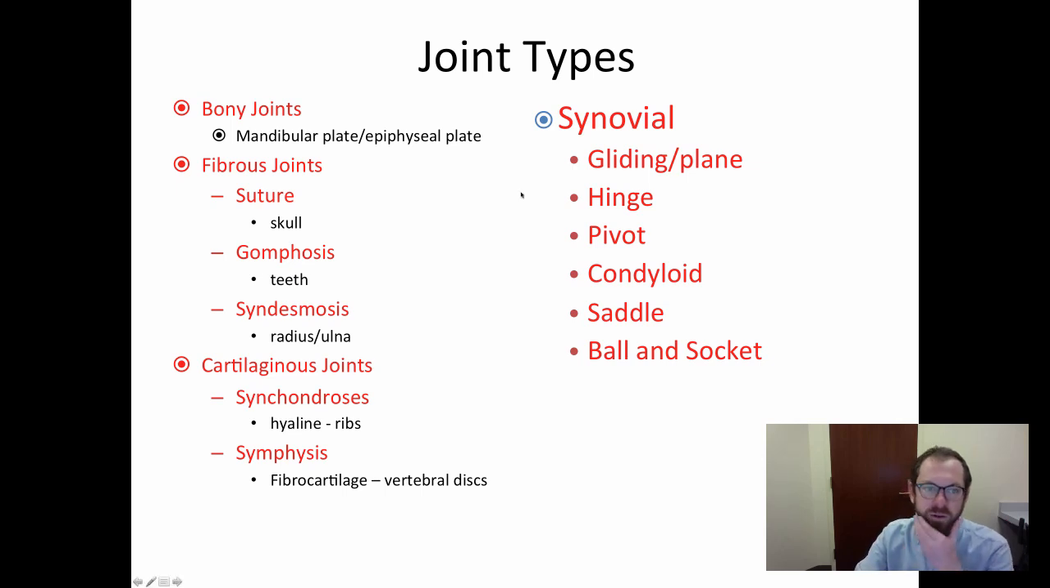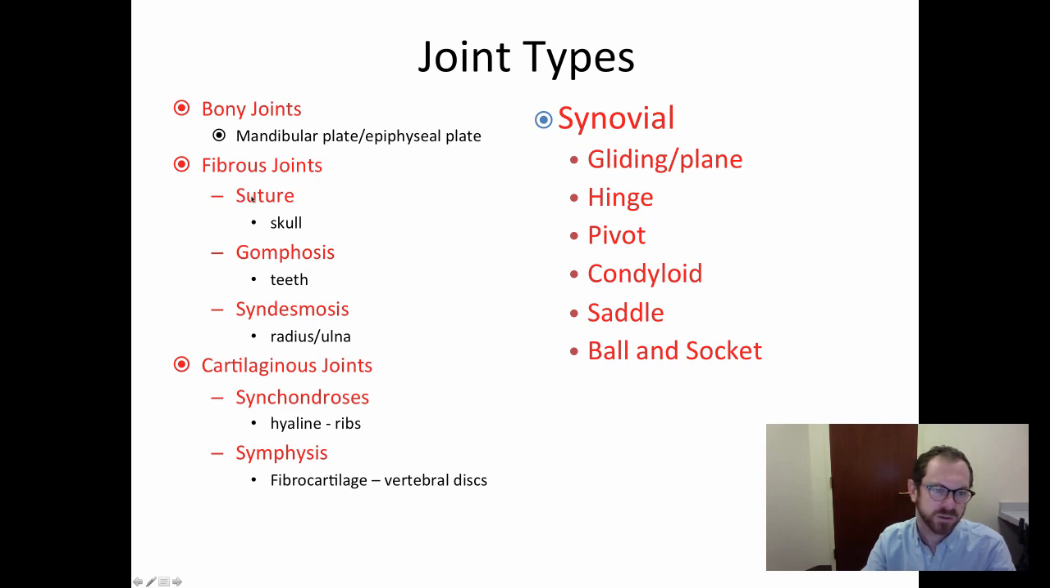So now we're going to move into our joints. We have 4 major joint types. The first of which is a bony joint. Next is a fibrous joint, then cartilaginous joints, and then synovial joints. And these are our major joint types. There's 4 of them. Within each major joint type, we have subtypes.